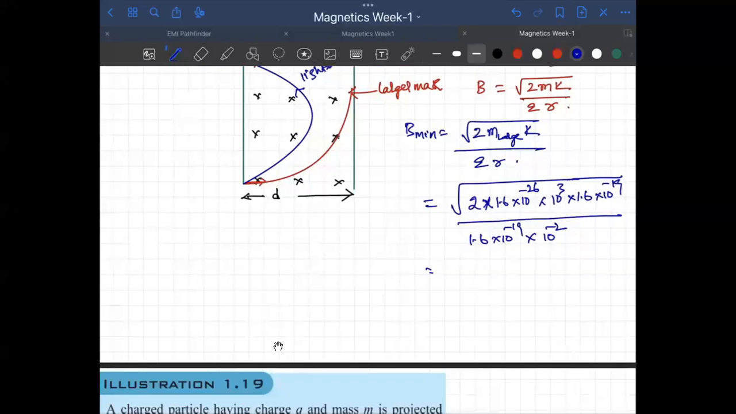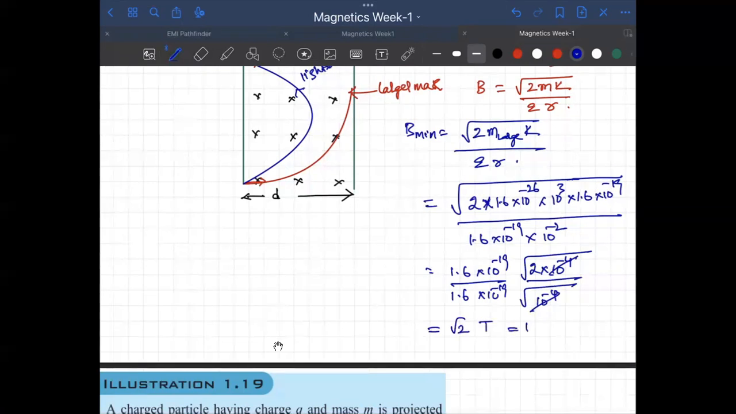What is contained in the root? 1.6 into 10 power minus 19 by 1.6 into 10 power minus 19, into within the root 2 into 10 power minus 7 plus 3, which is 10 power minus 4. Taking it inside, 10 power minus 4. Therefore, it is root 2 Tesla, 1.414 Tesla. Any doubt? Boys and girls? Sure?